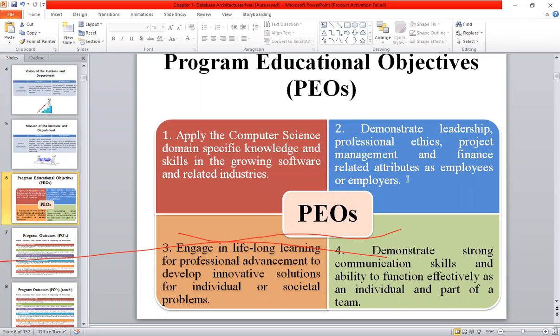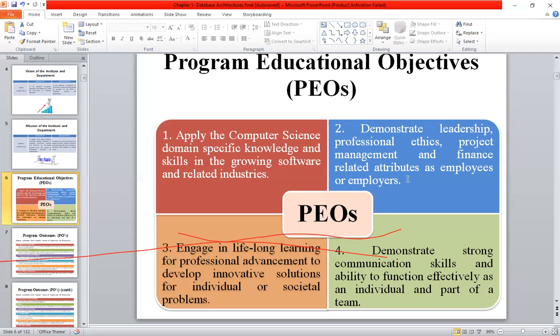So at that time, whatever the ethics and finance related attributes, you can handle. So you have that quality to manage all those things, if you are the employee or the employer also. Then the third PO is what?